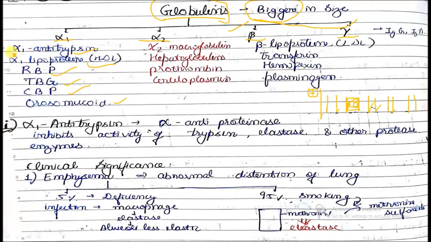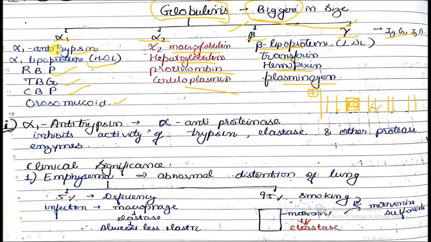Similarly, in the alpha 2 band, we have alpha 2 macroglobulin, haptoglobulins, prothrombin, ceruloplasmin. Same as in the beta band, we have beta lipoprotein, which is called the low density lipoprotein, transferrin, hemopexin, plasminogen. And in the gamma globulin, we have the different antibodies, that is IgG, IgA, IgM, IgE, and IgD. Some of these we'll discuss in detail later. Now I will tell you the functions of some of them.